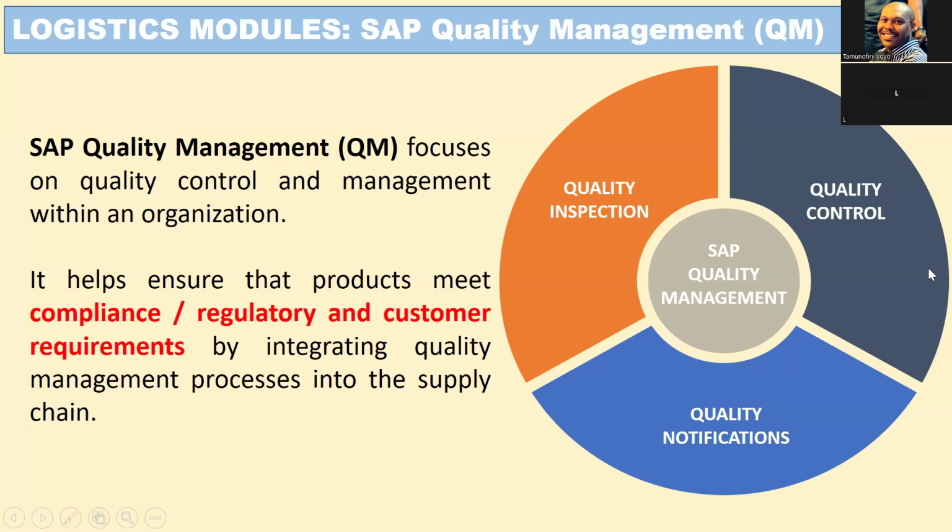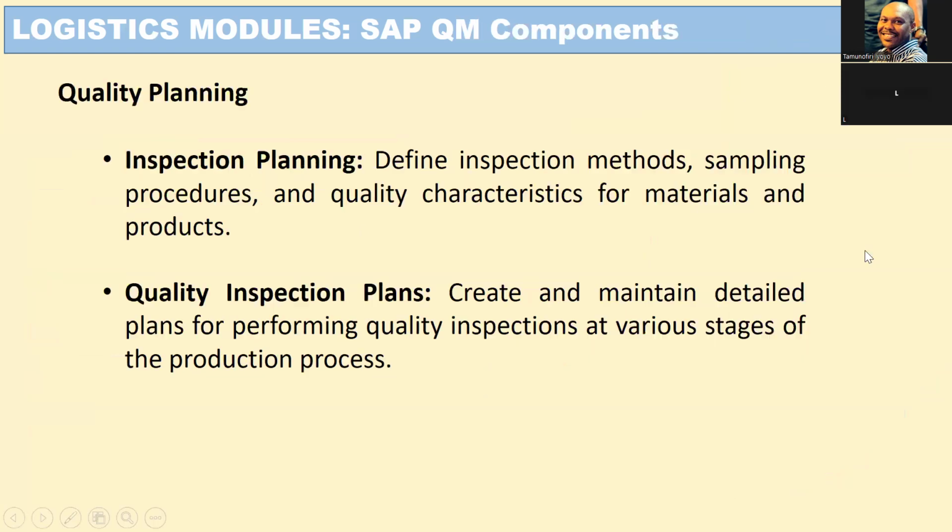The next we'll be going into is quality management. Quality management focuses on quality control and management within an organization. It helps ensure that products meet compliance, regulatory, and customer requirements by integrating quality management processes into the supply chain. These are the basic components on the far right of the screen: quality inspection, quality control, quality notifications. We'll just dive right into what they are about.